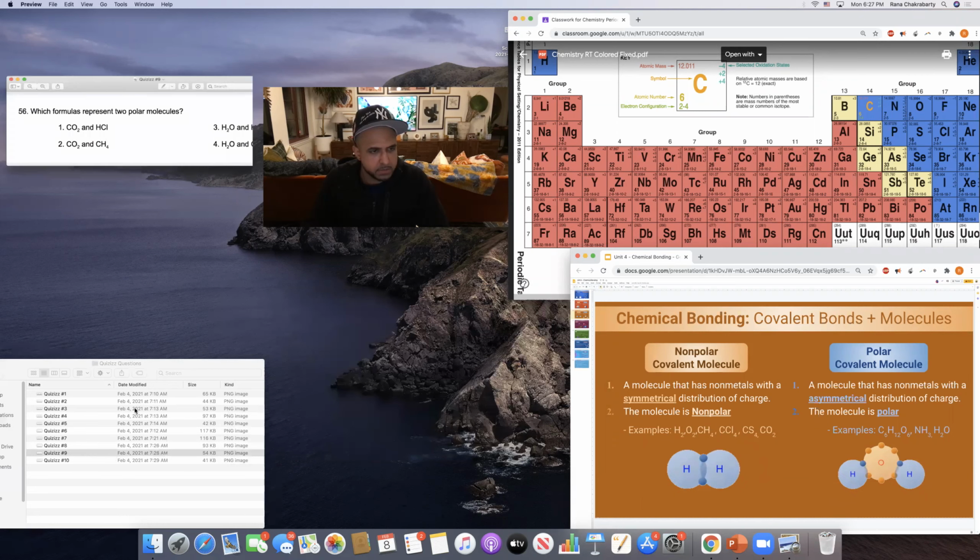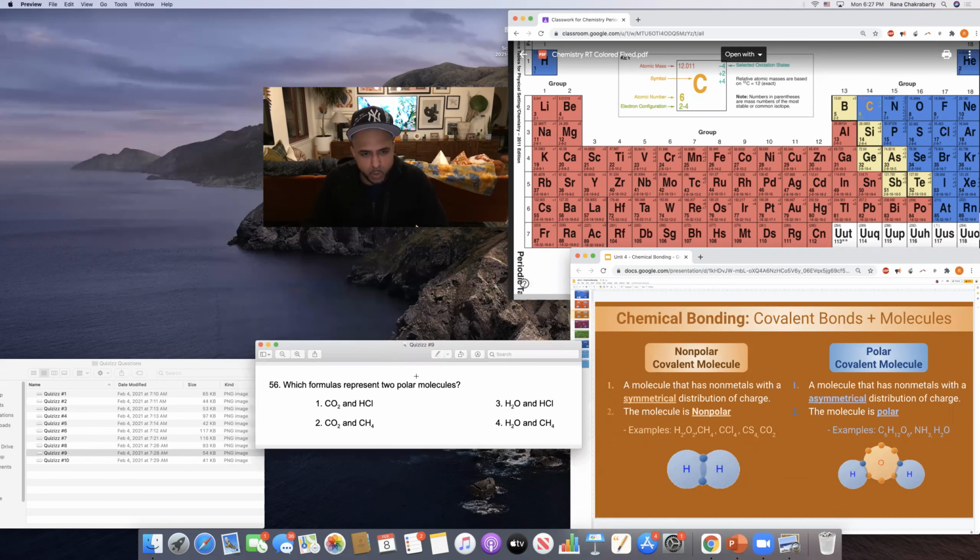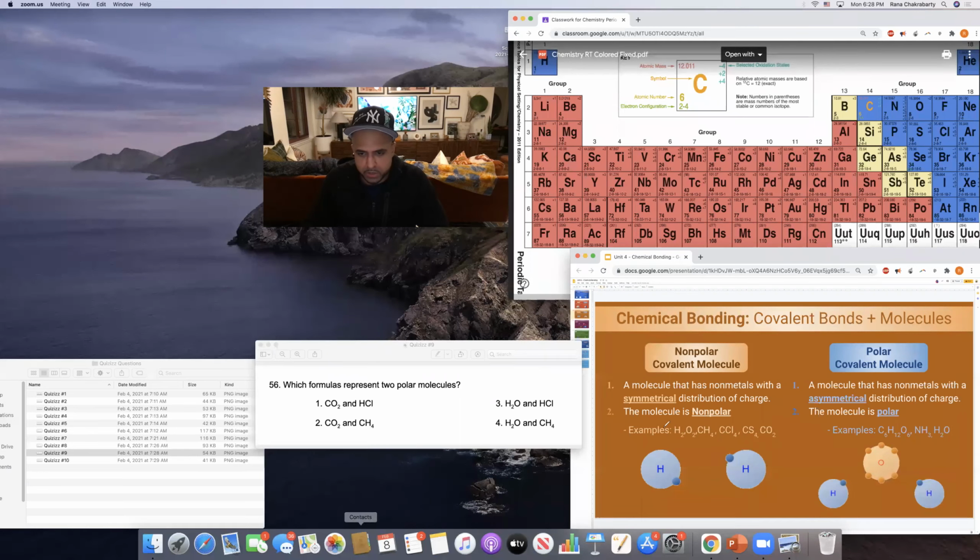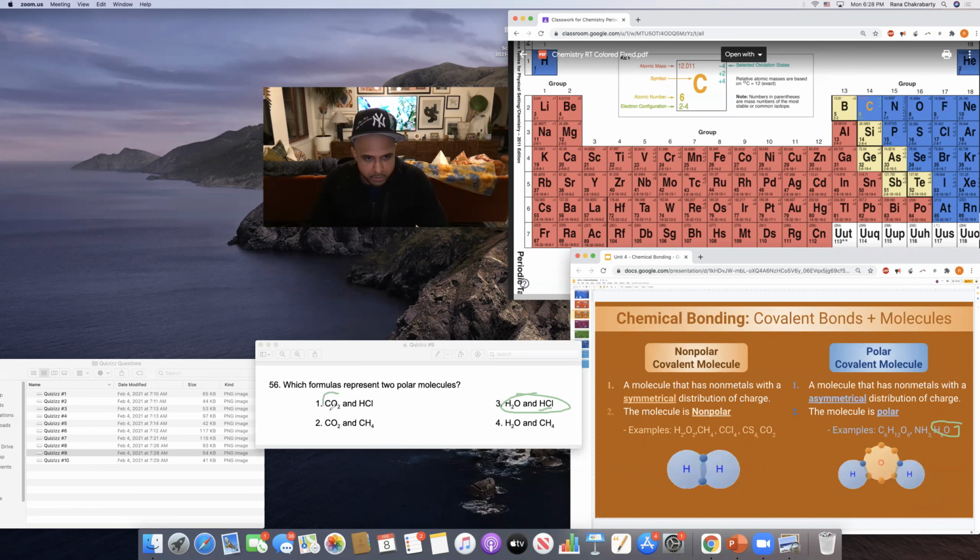The next one is number 9. It says which one represents two polar molecules? So I could just answer this by looking at my examples here. I see H2O and, oh, I don't see HCl. Well, I see H2O as a polar molecule. So let's use process of elimination. CO2. Oh, CO2 is always nonpolar. So if I'm looking for two polar molecules, it can't be this, can't be that. And then I see CH4 is listed here, which is a non-polar molecule. So I can eliminate this.